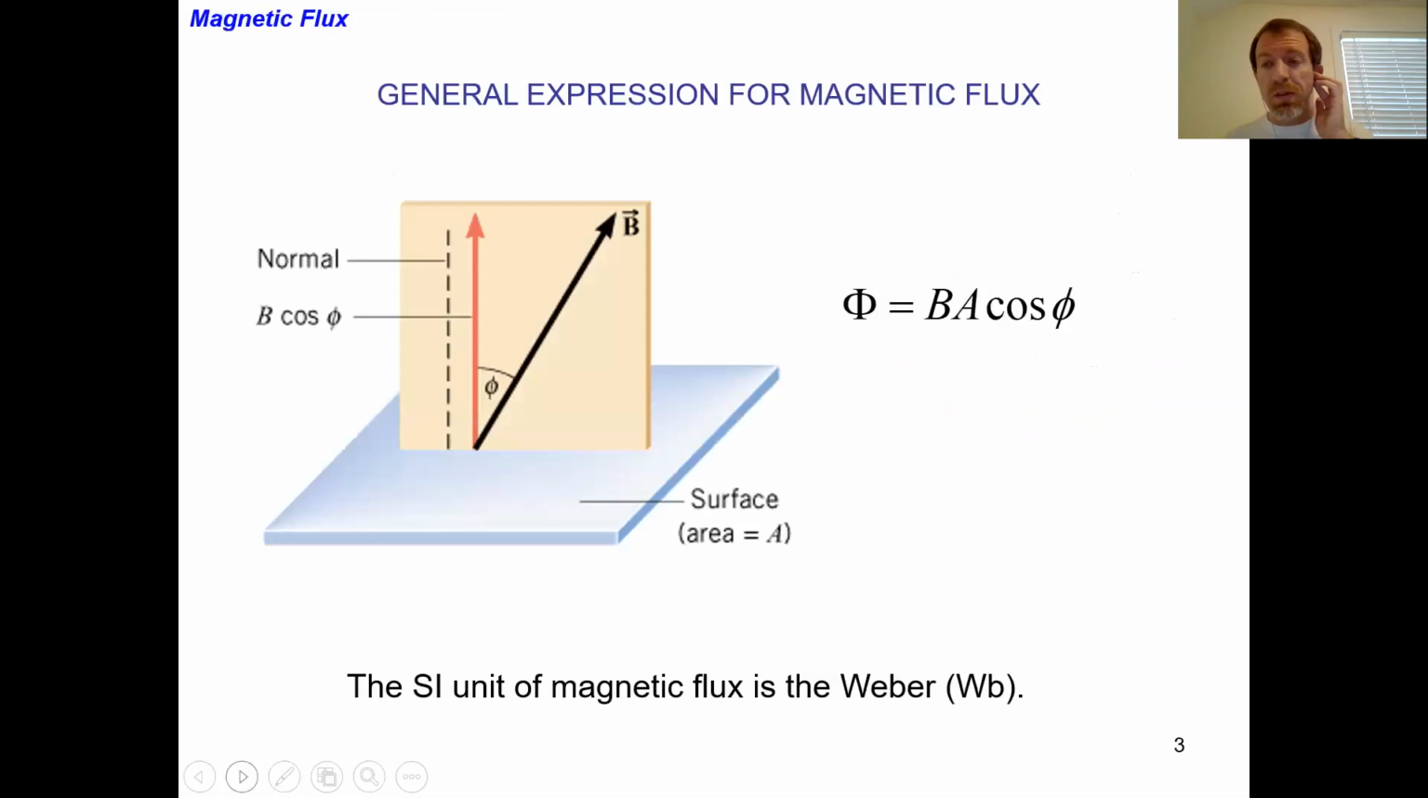The way we do this is with this formula here. It says that magnetic flux is equal to the magnitude of the magnetic field times the area of the surface that the field is penetrating times cosine phi. That angle phi is the angle between a perpendicular through the surface and the magnetic field. The SI unit of flux is the Weber, abbreviated WB. That's for Weber, not Warner Brothers.